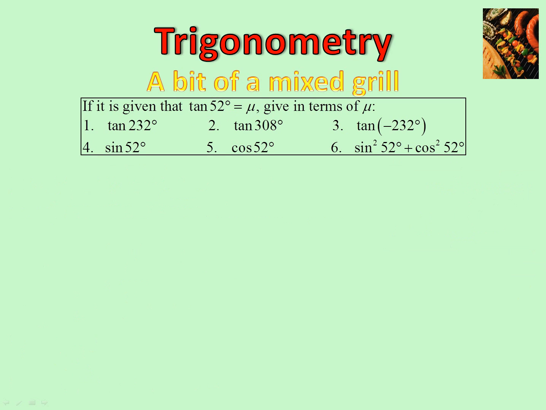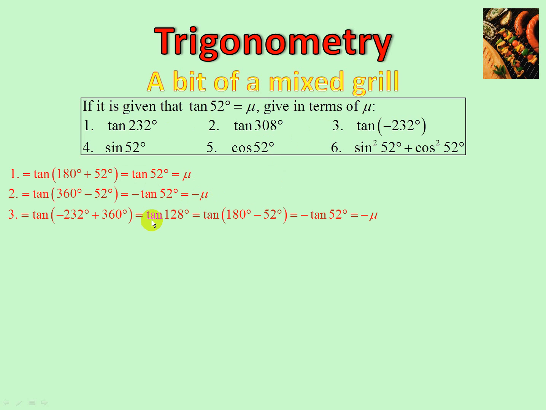Bit more of a big scroll. Tan of 52 equals mu, that's the Greek letter mu. Same sort of thing. Reduce. 180 plus 52, tan 52, third quadrant, which is mu. 360 minus 52, negative tan 52, fourth quadrant, negative mu. Add 360 on. Tan 128, second quadrant. How do we get there? 180 minus 52. And tan of a second quadrant angle is negative, therefore negative tan 52.